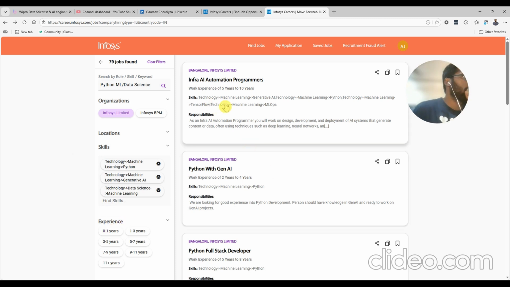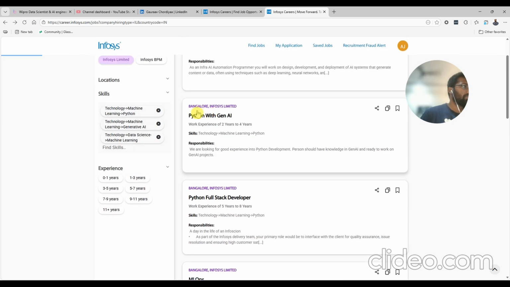So this one is an AI automation program. They require machine learning, Python, and TensorFlow. So these are the skill sets they are looking for, and the work experience is 5 years to 10 years. So they have mentioned that there.